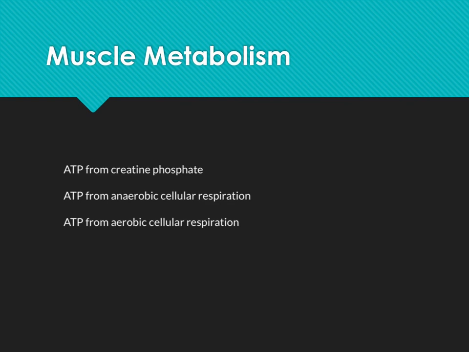So how can the muscle make more ATP if it's needed to constantly continue to contract? There are 3 ways that the muscle can make ATP. The first way that ATP can be created is from creatine phosphate. Another way is by anaerobic cellular respiration, and a third way to make ATP is from aerobic cellular respiration. We are going to talk about these three ways in the following slides.